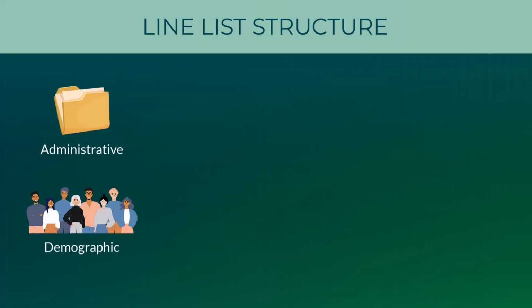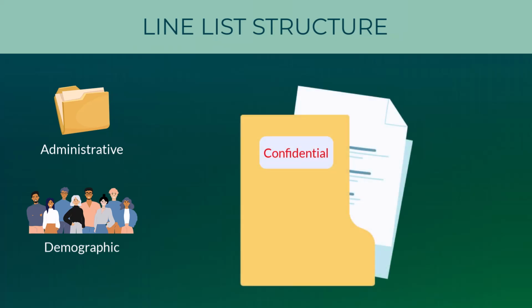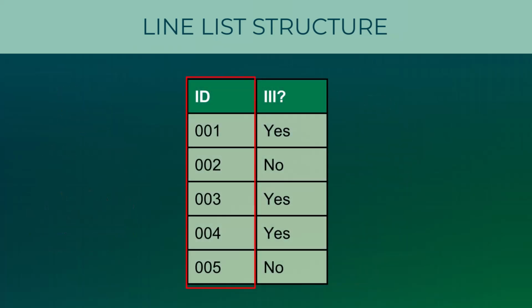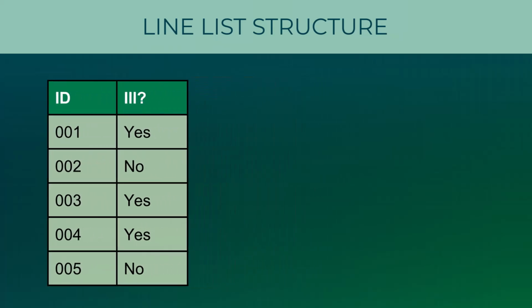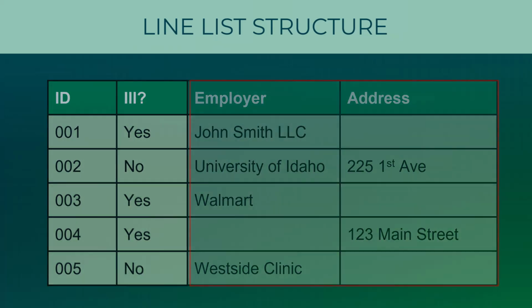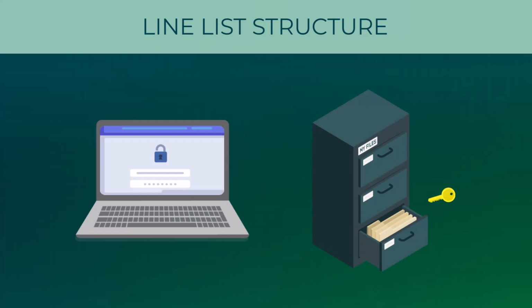An additional important consideration when choosing what administrative and demographic information to include in a line list is patient confidentiality. It is best to refrain from using patient names in your line list to maintain patient confidentiality. Using unique identifiers is a great alternative to using patient names. Even when using unique identifiers, though, the line list may include other potentially identifying information, so it needs to remain secure in order to protect patient privacy.